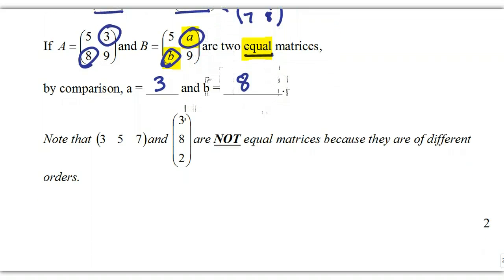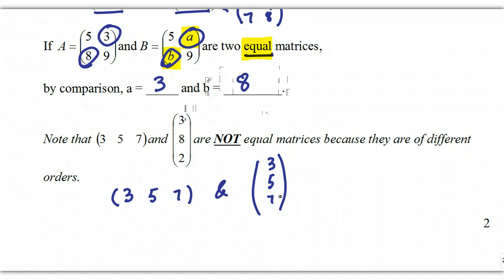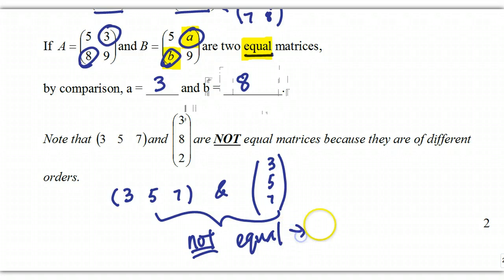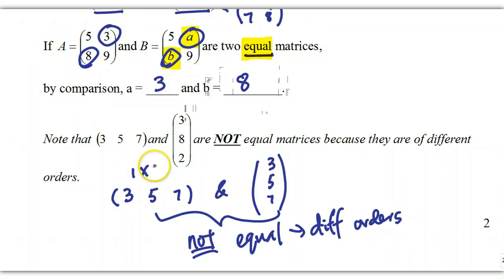So a reminder again, let's say I have a matrix 3, 5, 7, which, if you recall, is called a row matrix, and I have another matrix with the exact same elements but represented as a column matrix. Please note that these two matrices are not equal. Why? Because they actually have different orders even though the elements are the same. One is a 1 by 3 matrix, whereas the other one is a 3 by 1 matrix. So it is very important that for the matrices to be equal, they need to be of the same order.